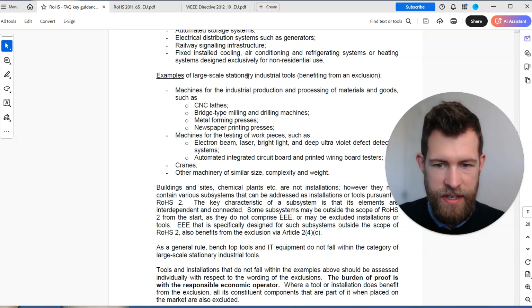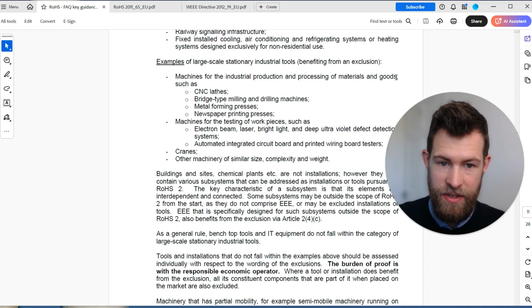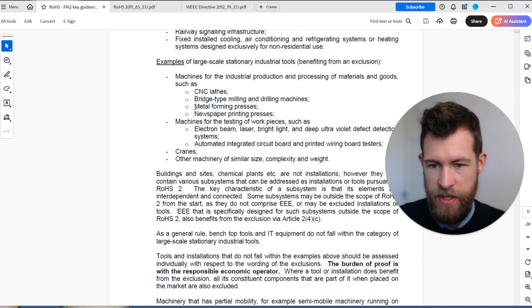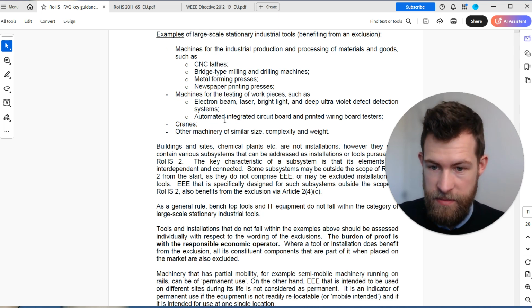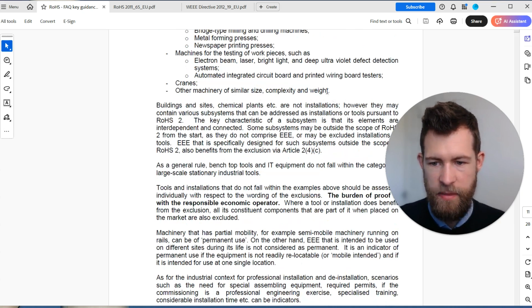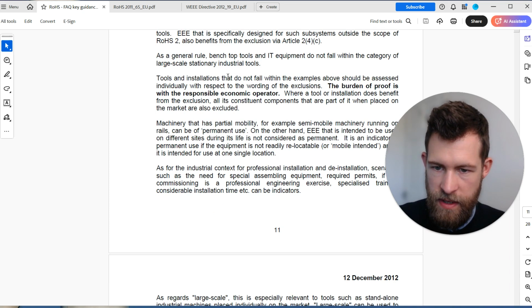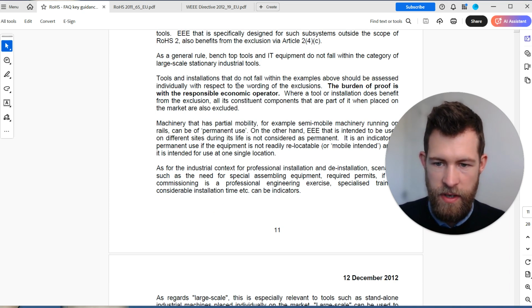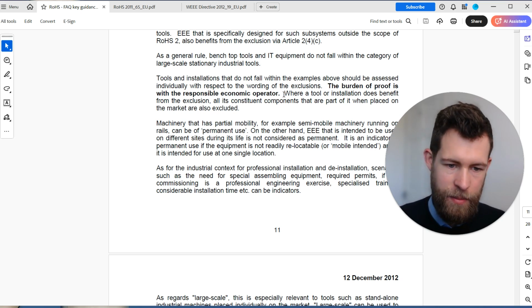And then examples of large-scale stationary industrial tools benefiting from an exclusion. So machines for the industrial production and processing of materials and goods such as CNC lathes, bridge-type milling and drilling machines, metal forming presses, newspaper printing presses, machines for the testing of workpieces such as electron beam, laser, bright light and deep ultraviolet defect detection systems, automated integrated circuit board and printed wiring board testers, cranes, other machinery of similar size, complexity and weight. Another helpful comment here: as a general rule, benchtop tools and IT equipment do not fall within the category of large-scale stationary industrial tools. So tools and installations that do not fall within the examples above should be assessed individually with respect to the wording of the exclusions. They put this a bit in bold: the burden of proof is with the responsible economic operator.